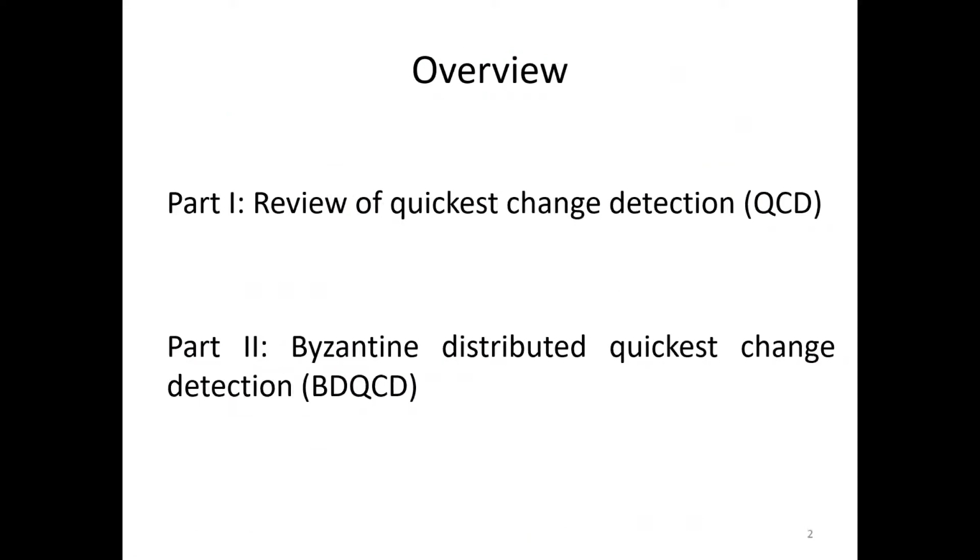So this talk will consist of two parts. In the first part, I'll talk about the problem of quickest change detection, or QCD, and in the second part, I'll talk about the Byzantine version of this QCD.